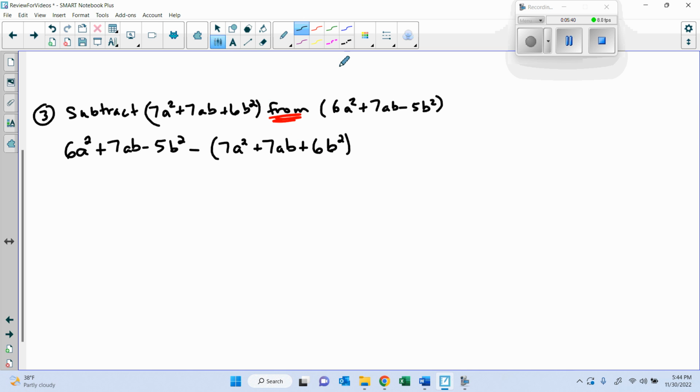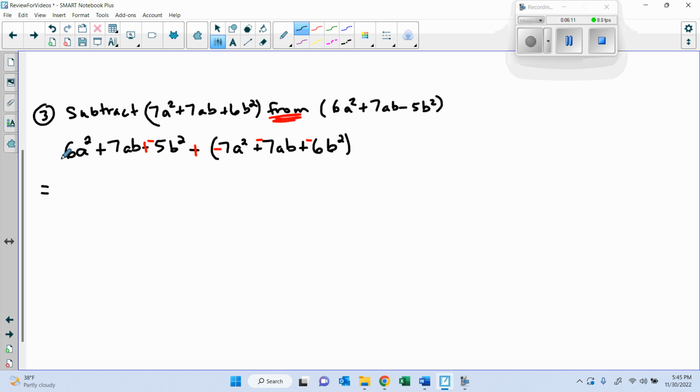So now that it's written like this, it's just like the last problem. So we're going to go through, and I'm going to change this to add the opposite. And then this subtraction again means add the opposite of all of these. So change it to add, and then you have to do the opposite for each one. And they were all positive, so they all just become negative. And now all I have to do is see what I have that's alike.